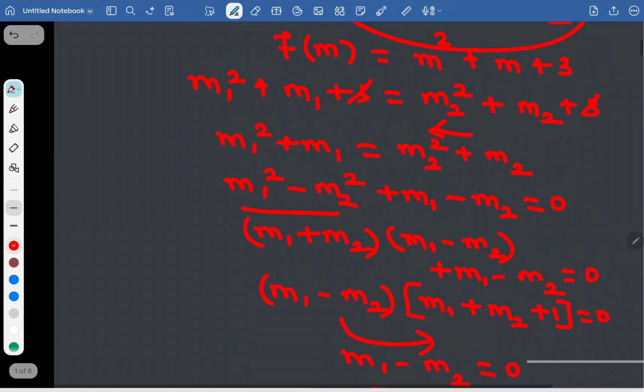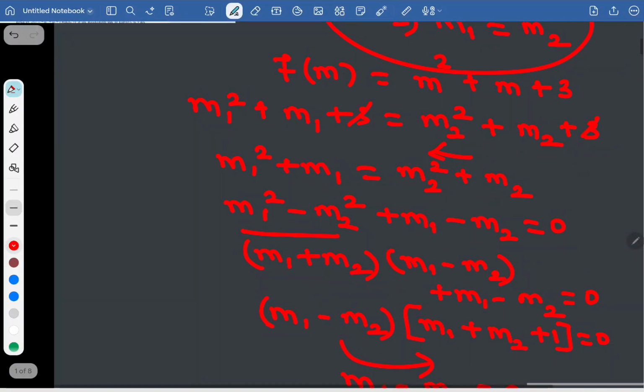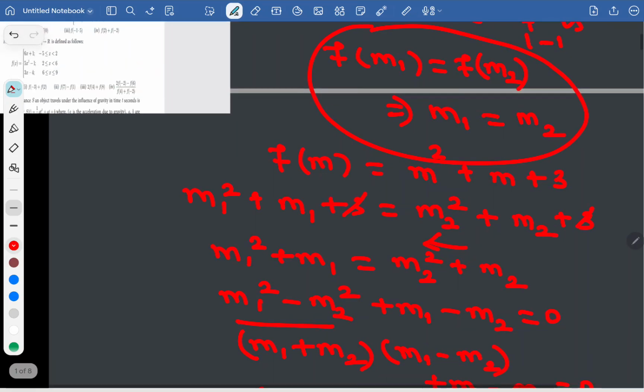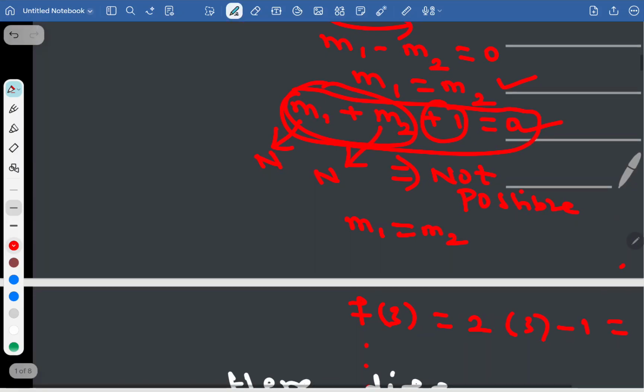We started with f of m1 equal to f of m2. We finished with m1 equal to m2. We can say from this that f is 1-1.